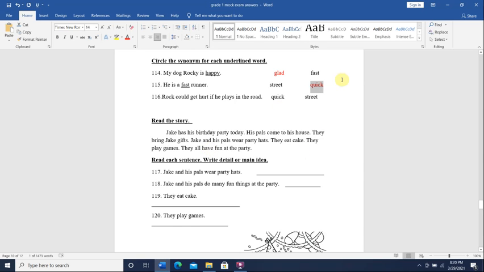Rocky could get hurt if he plays in the road. The underlined word should be road. Okay, so another word for road is street.